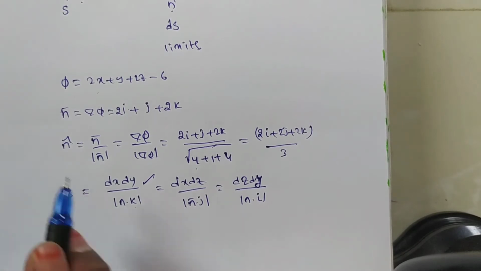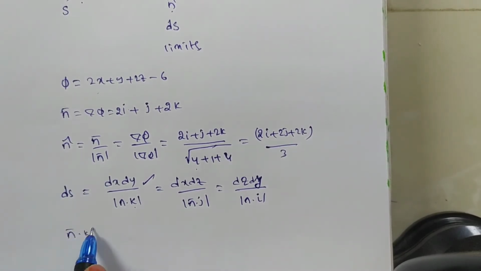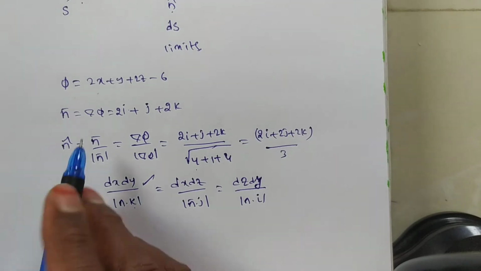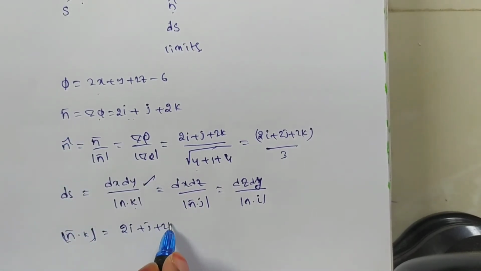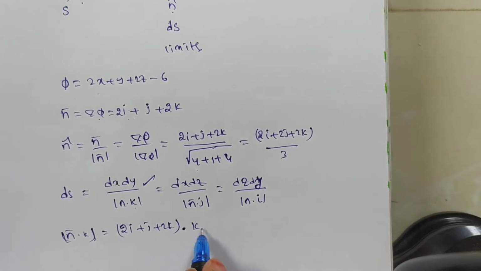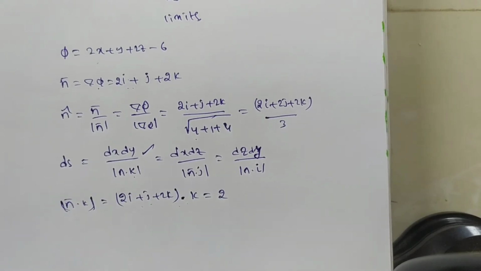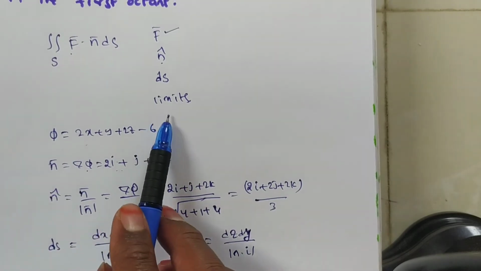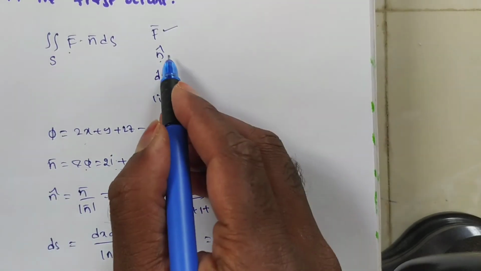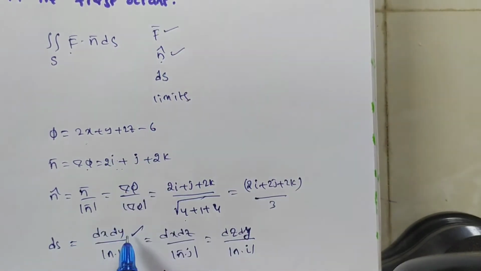Do you know n bar? Yes, I know. Now n bar dot k. n bar is 2i plus j plus 2k, dotted with k. In the dot product, i dot k is 0, j dot k is 0, and k dot k is 1. So mod n bar dot k is equal to 2, so this value is also clear. Next, what do you require to find? Limits. F bar they have given, n bar we just now found.